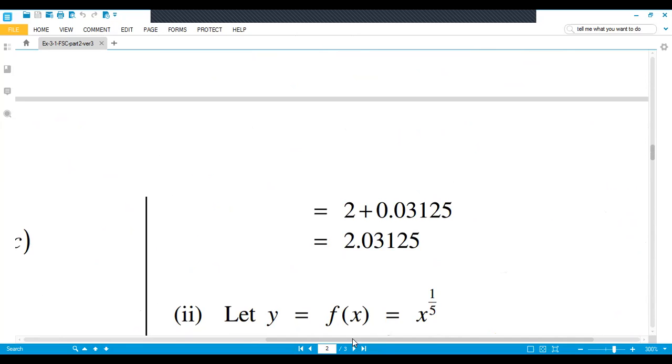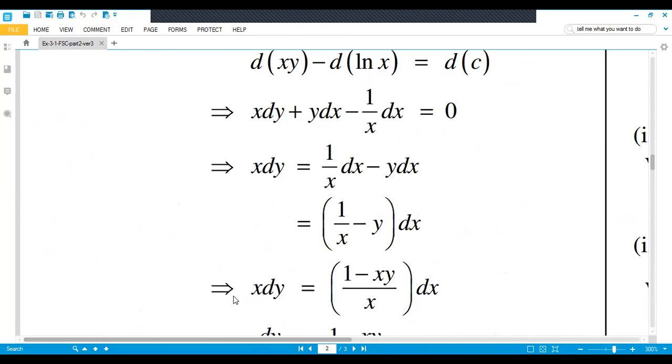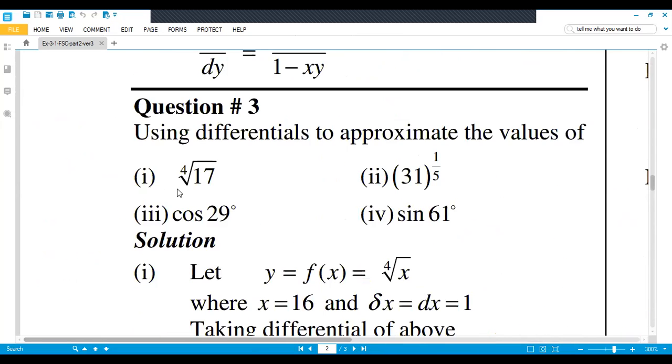Again, I'm going to repeat it. I hope you will understand. What will be done? Look, this is the fourth root of 17, so you choose that number which is near to 17 and which is a perfect fourth root of some number. So you know that 16 is the fourth root of 2. So what we do is, in place of 17 we write x is equal to 16 and dx or delta x is 1.